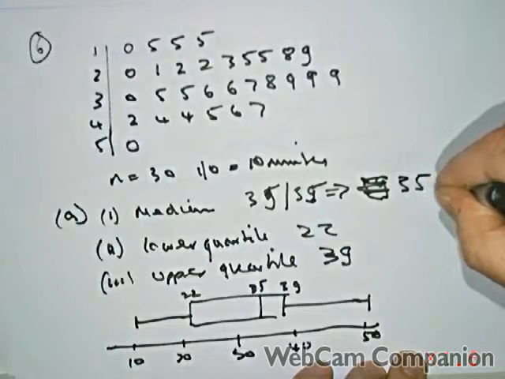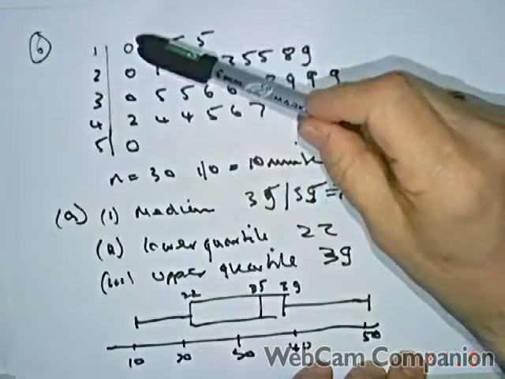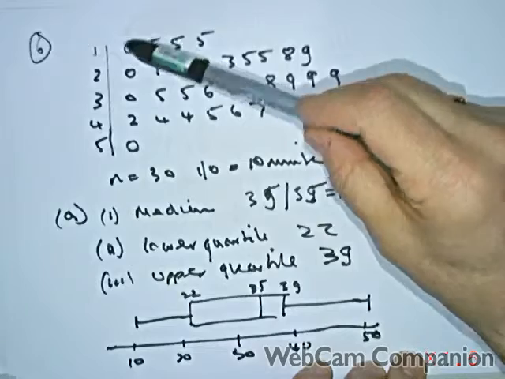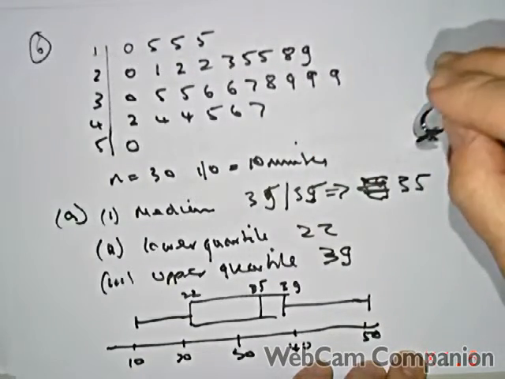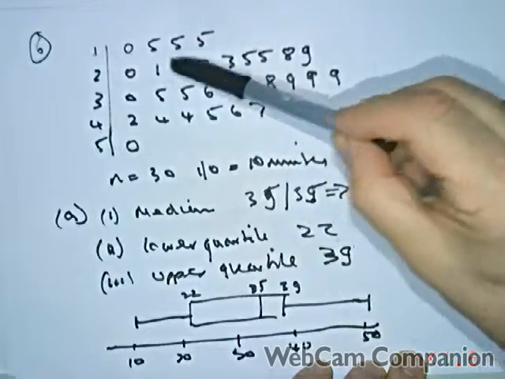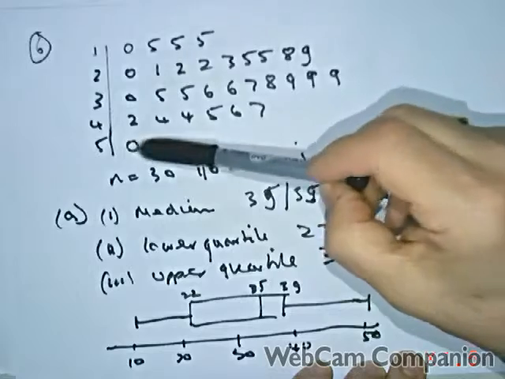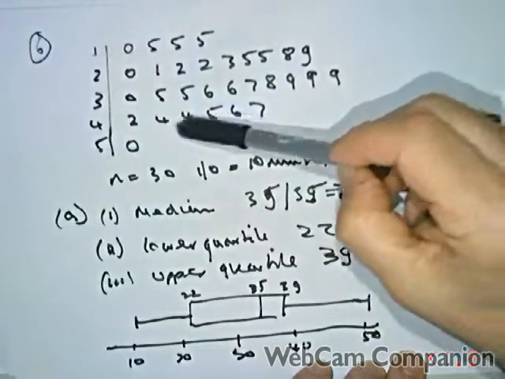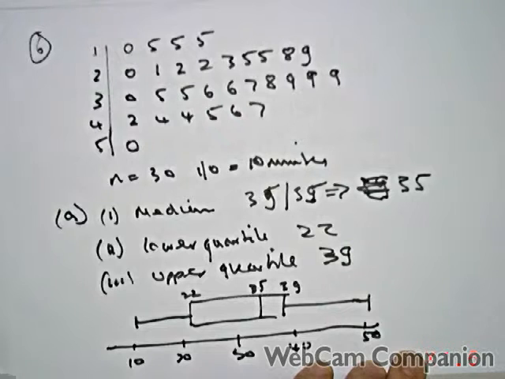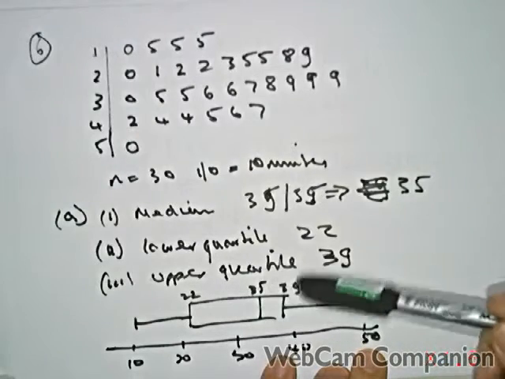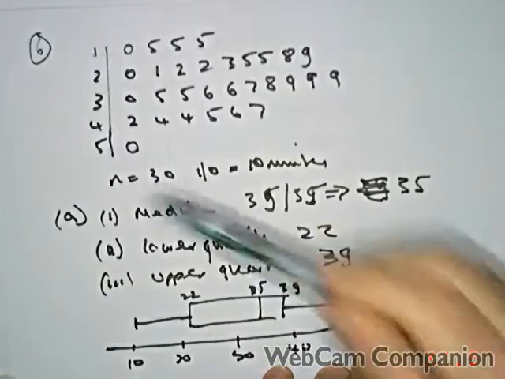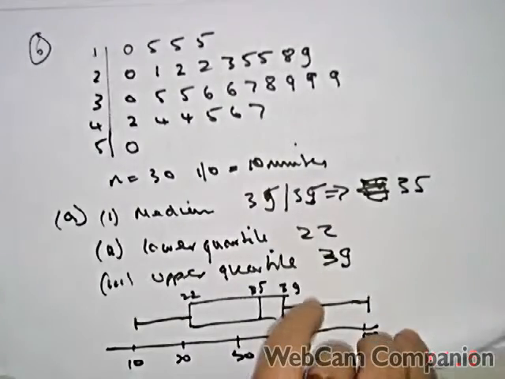So the median's 35. Then the lower quartile here, there's 15 numbers, so it'll be the 8th number. So 1, 2, 3, 4, 5, 6, 7, 8, 22. And the upper quartile is going to be the 8th number up the way here. 1, 2, 3, 4, 5, 6, 7, 8, 39. Because that's the median of the upper half of the data. And then you just draw your box plot, hopefully, with 22, the median at 35, upper quartile 39, your tail at 50 and 10, and that gets you the marks for that.